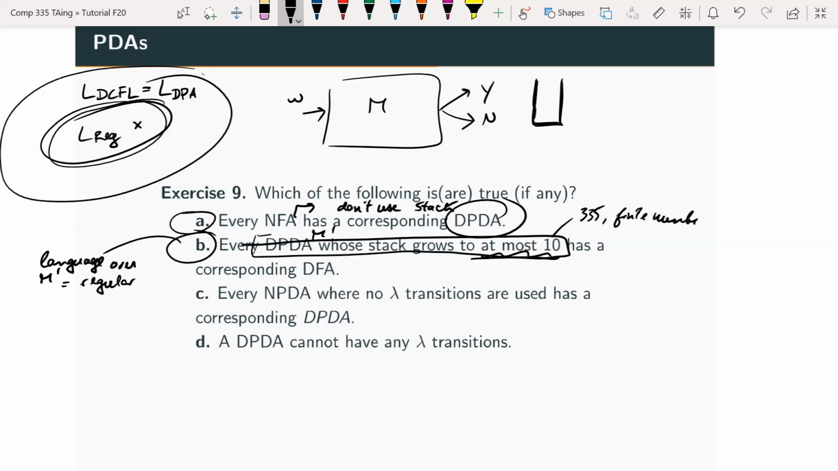Jenna asks, are we treating an NFA as an NPDA here for A? No, I see why you're asking. If you directly converted an NFA to a PDA, it could have some kind of choice. But what you could do is take your NFA and convert it to a DFA, and a DFA that doesn't use its stack is a DPDA. That's the kind of reasoning you would go through. I hope that's clear.